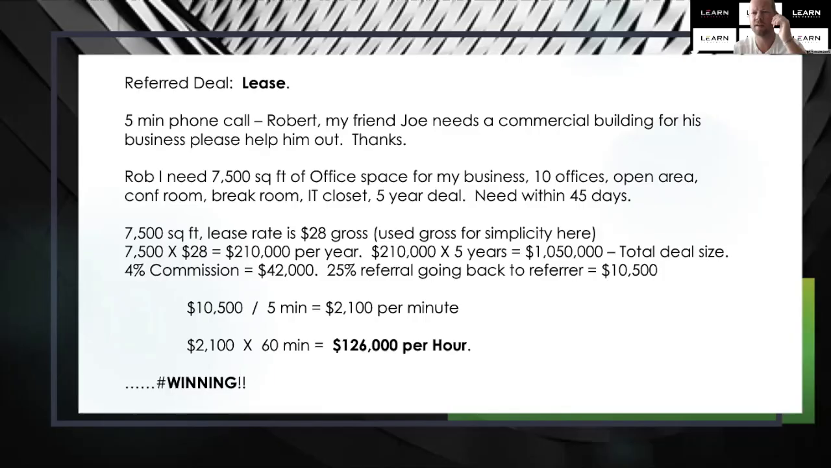Find some space. This is the deal. 7,500 square feet, lease rates 28 gross, simple numbers. That's $210,000 per year. Times 5, that's $1 million total lease, right? 4% commission rate in Austin, Texas, and Dallas is 4.5. That's $42,000. 25% referral going back is $10,500. That's $126,000 an hour.